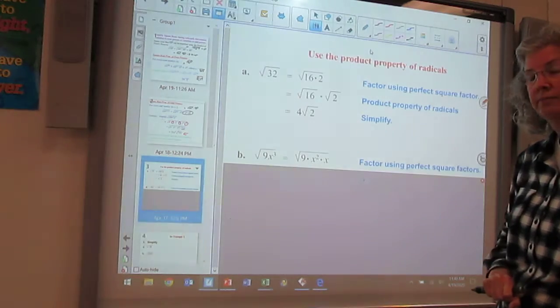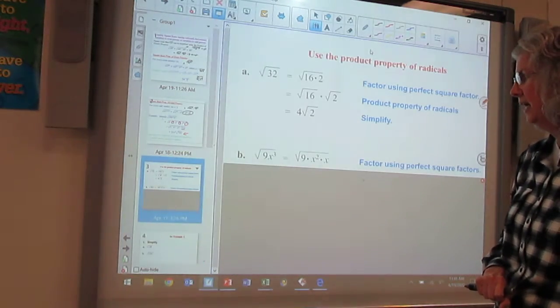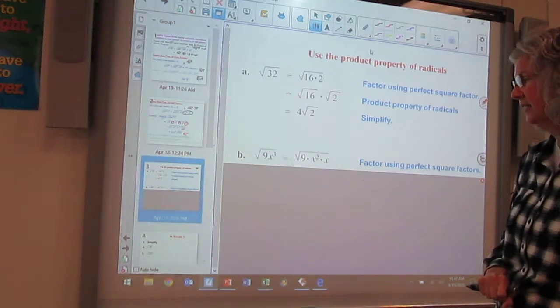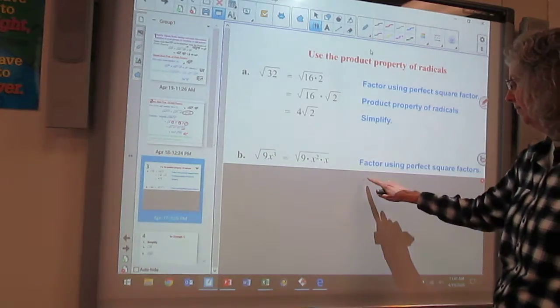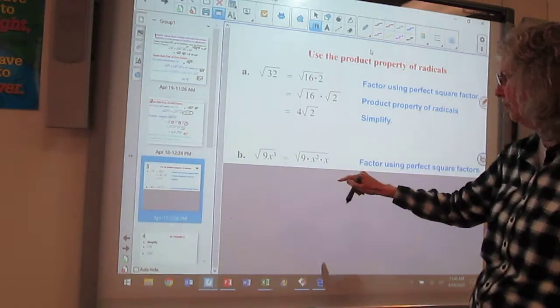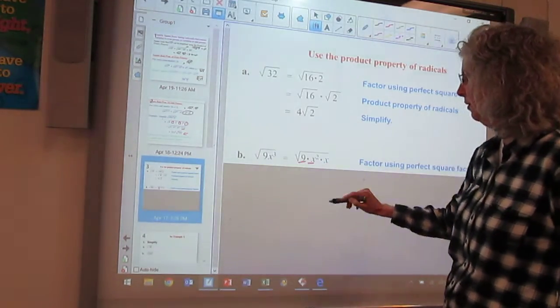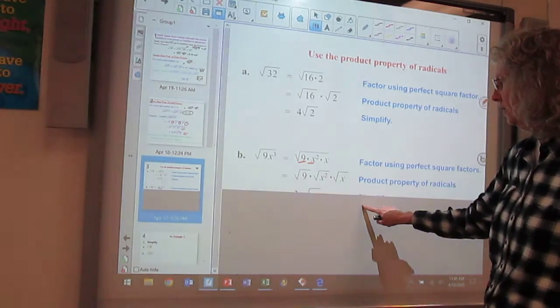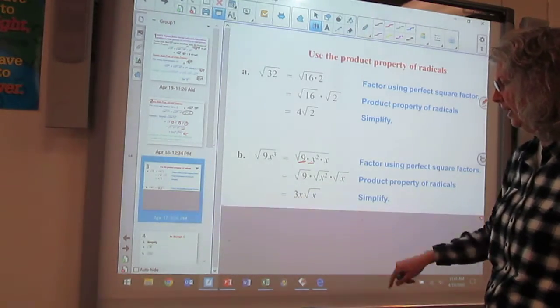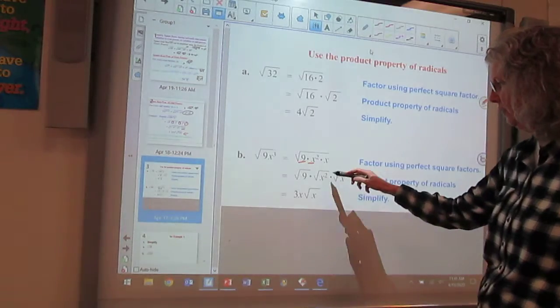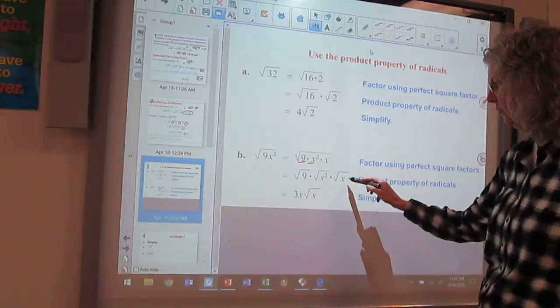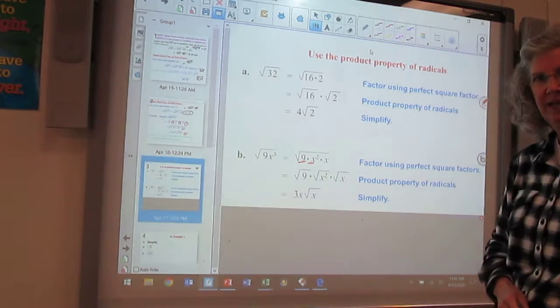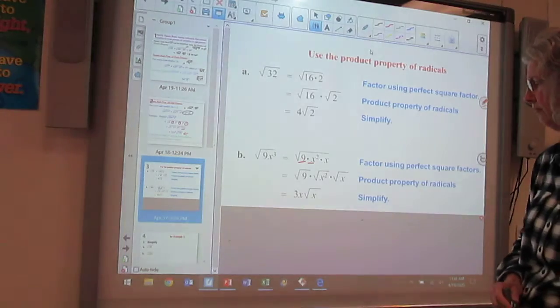The square root of 9x cubed is the same as the square root of 9 times x squared times x. We factored that using perfect square factors. Note that these two are perfect squares and the x is not. Break that apart. The square root of 9 is 3, the square root of x squared is x, and the square root of x cannot be simplified and it will remain as the square root of x.